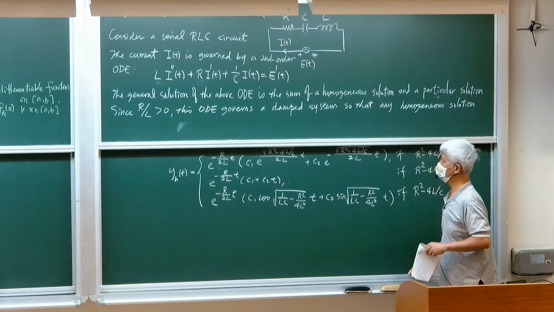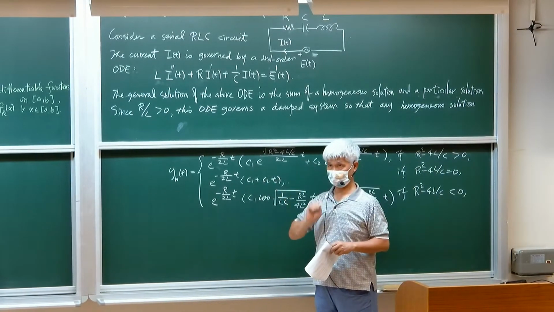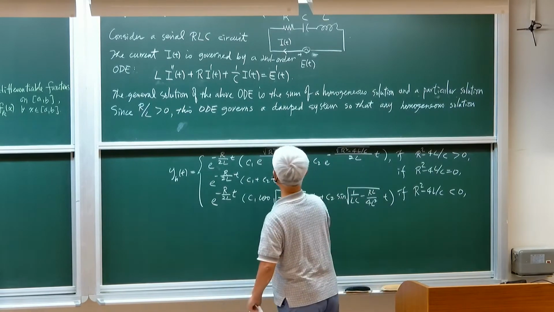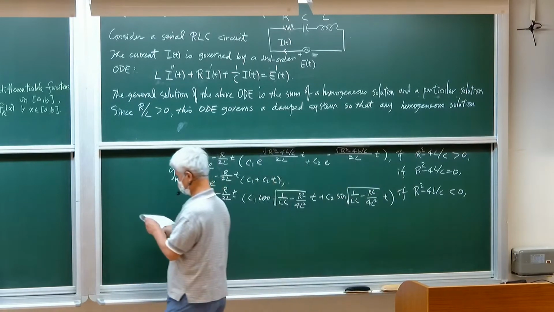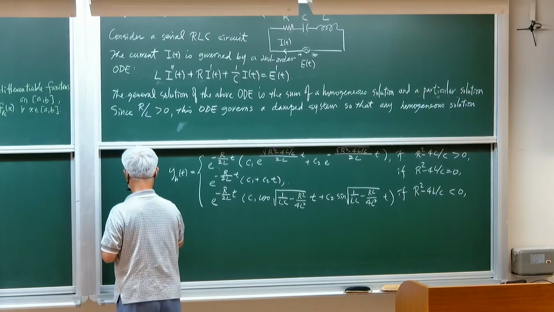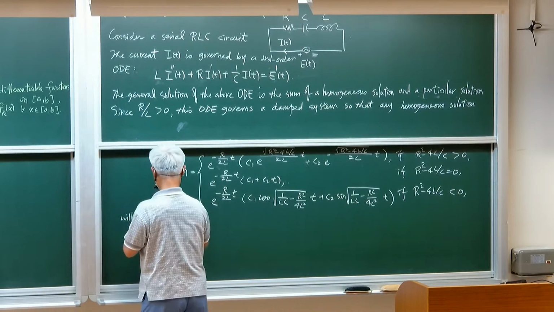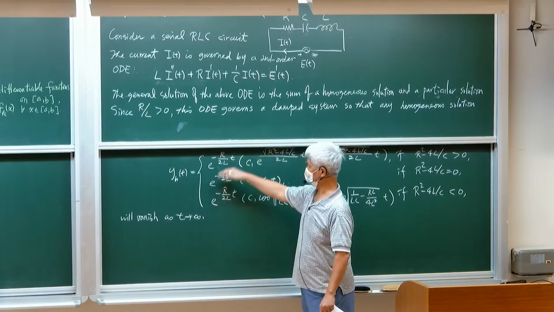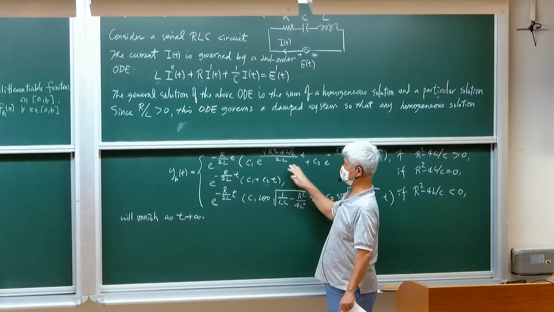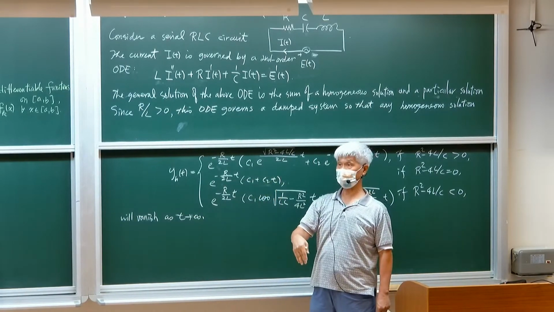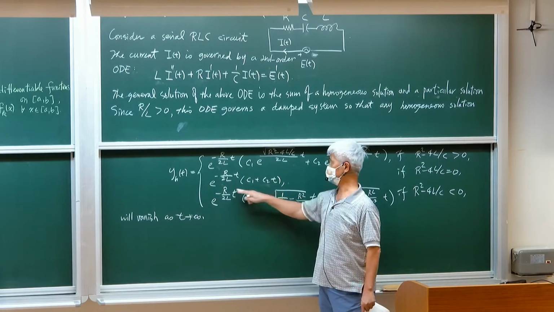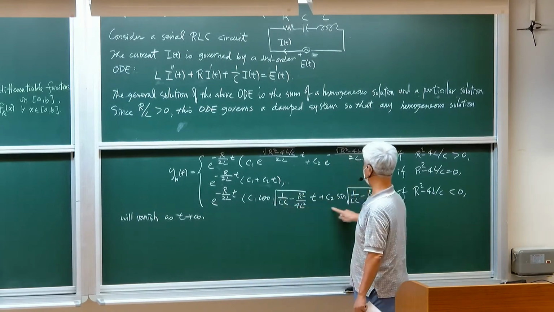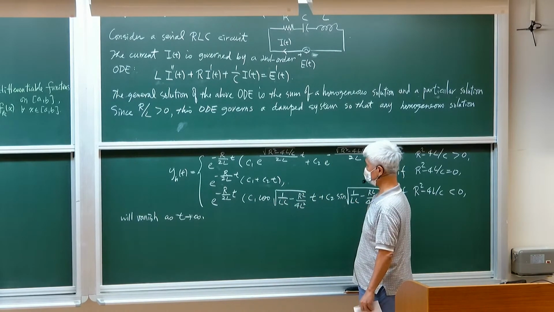Remember, we have 2 degrees of freedom because it's a second order ODE. You can see the homogeneous solution will vanish as t goes to infinity. This exponential goes down exponentially. Even though this is a linear function, the exponential function decays much faster than a linear function, so this term also goes to 0.